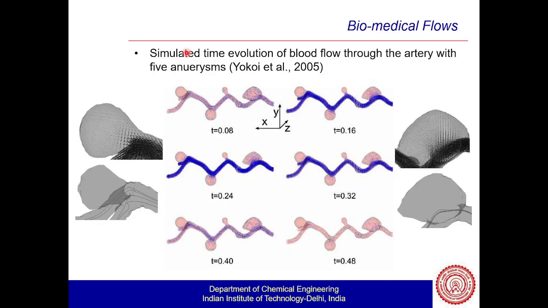And this is the simulated time evolution of blood flow through the artery with five aneurysms. For different aneurysms, it shows how the blood flow changes at different instants of time. So for biomedical applications, even the beating of the heart or the working of the lungs can be simulated by using CFD. Typically we use the immersed boundary method for that, which I don't think I will be discussing here. So multiple methods are there.